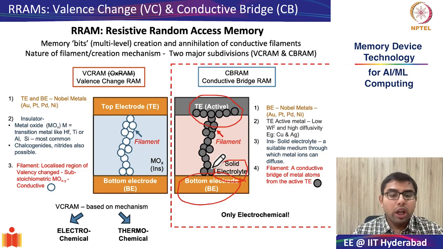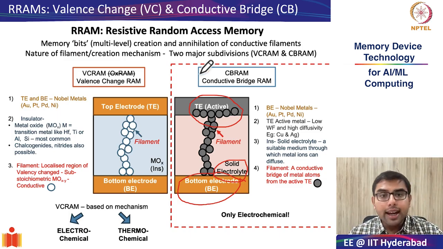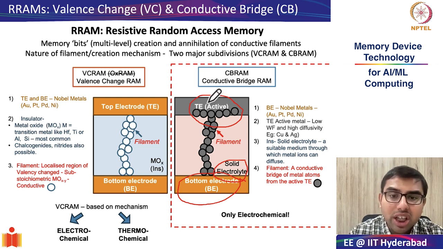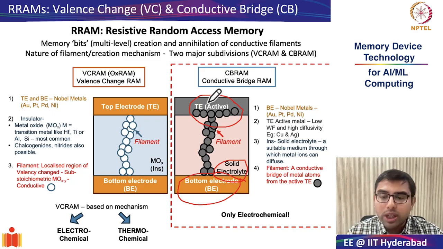In between, you had a solid electrolyte which allowed the filament formation through the diffusion of these copper and silver cations. Therefore, in valence change RAMs, while the filament was forming due to the movement of oxygen anions or some anion, in conductive bridge RAM, we will see that the filament formation is happening due to the movement of cations. So how does that happen?